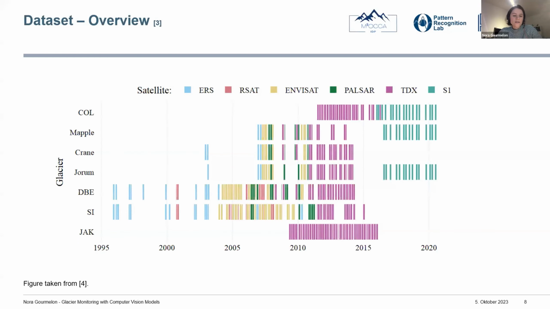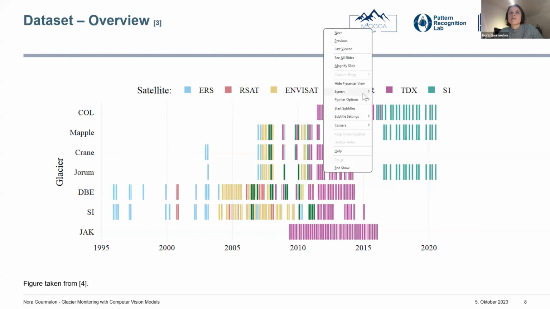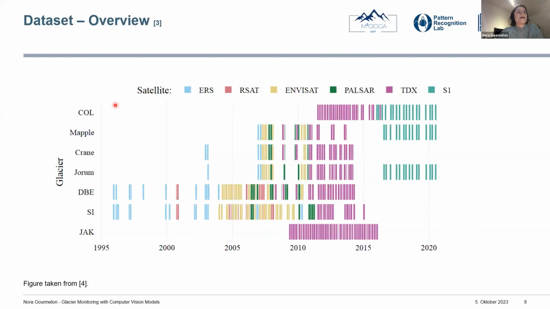So in our data set, we have 7 glaciers, and images are captured from 6 different satellite missions. And we have images ranging from 1996 to 2021.